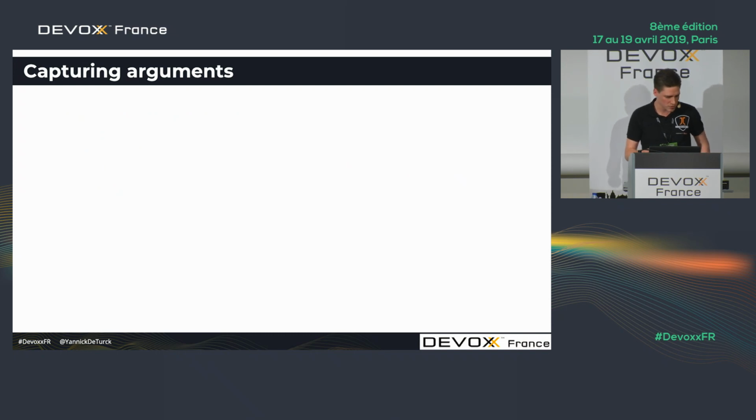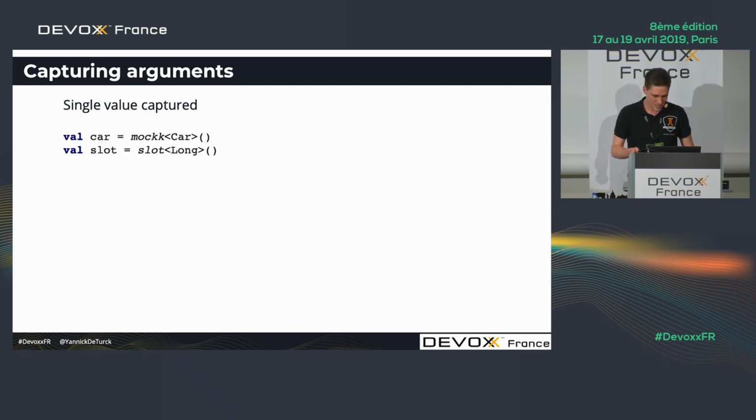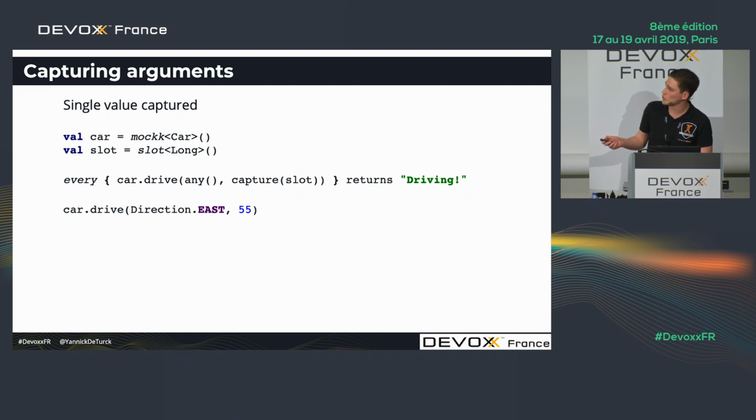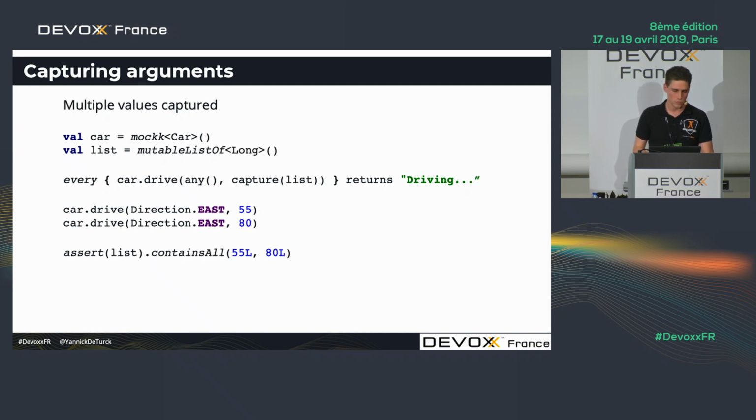Now for capturing arguments, I have to speed up a little bit because I'm shortly running out of time. In Mockito, you have argument captors. This is also something that you have in MockK, but here they are called slots. As you set up your calls, you can capture a certain slot, and then at the end, you can retrieve the captured value. You can also do this with multiple values, but instead of using a slot, you have to use this mutable list right here, and then you can capture the list and check all the values that have been captured. That's really interesting with spies, for example.